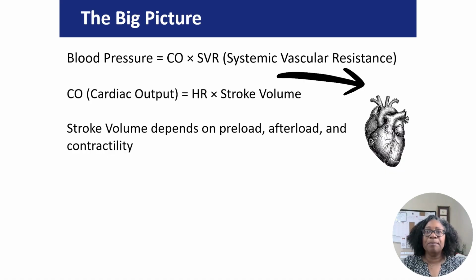Now let's look at the big picture, and then we're going to break down each component. So blood pressure depends on cardiac output times SVR. And what SVR means is systemic vascular resistance. And we're going to talk about that in a few minutes. And cardiac output depends on heart rate times stroke volume. And stroke volume depends on preload, afterload, and contractility. So let's break all of this down.